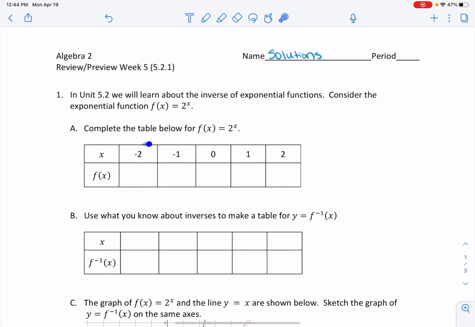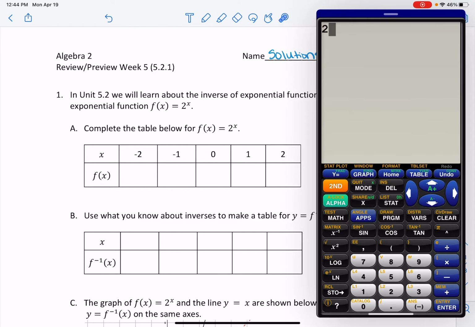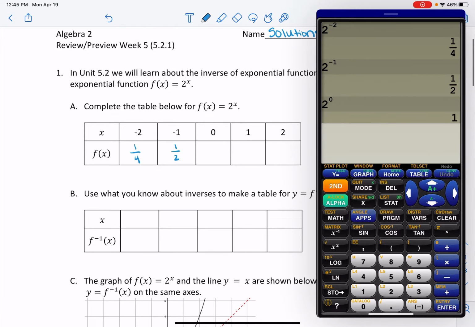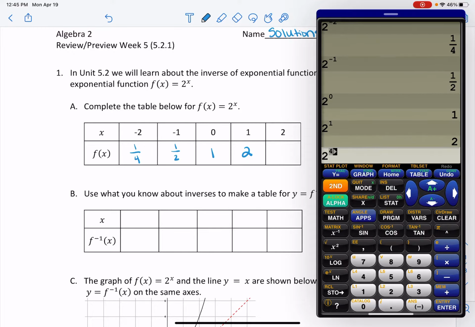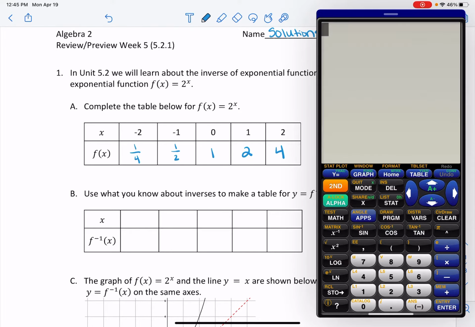So first it says complete the table for f of x is equal to 2 to the x. It gives us some x values here that we can plug in for x. So I can take 2 to the negative 2 power, which gives me 1/4. 2 to the negative 1 power, which is 1/2. 2 to the 0 power is 1. 2 to the first power is 2. And 2 to the second power is 4. Okay, so we've got that taken care of.